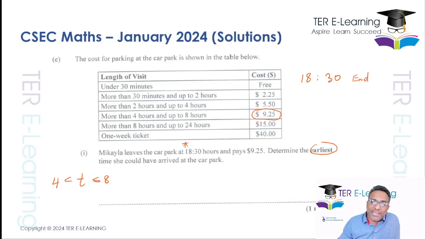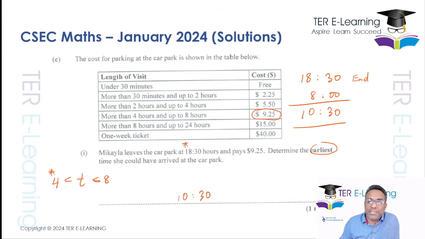Since this is the end time and you want to figure out the earliest time she would have arrived at the car park, all we need to do is subtract. It's less than or equal to 8, so we subtract 8 hours. Therefore the earliest time that she could have been there is 10:30. I know some students might be tempted to put 4 hours, but that is not going to give us the earliest time she's in the car park. So for this one, I would put 10:30.